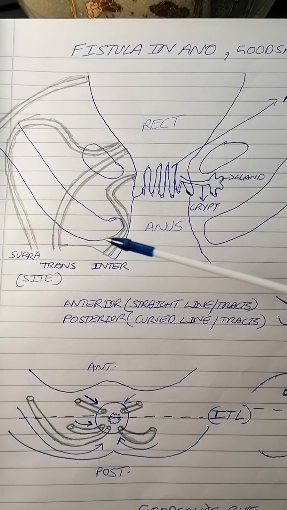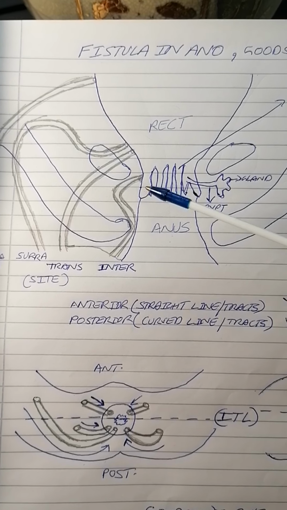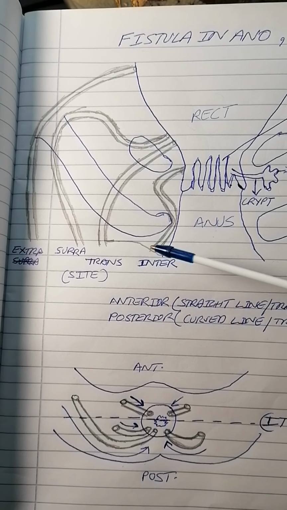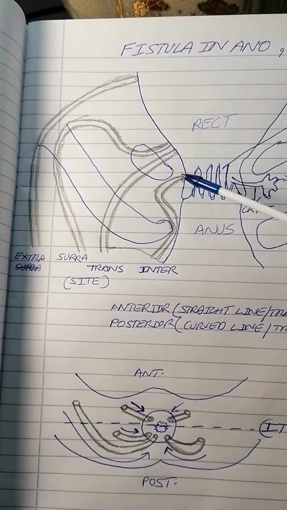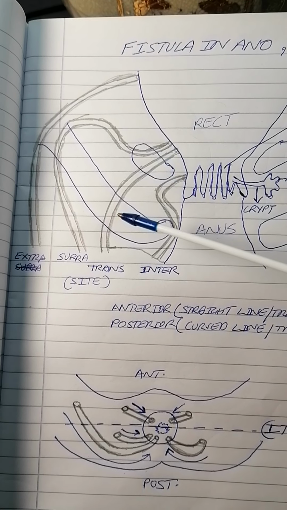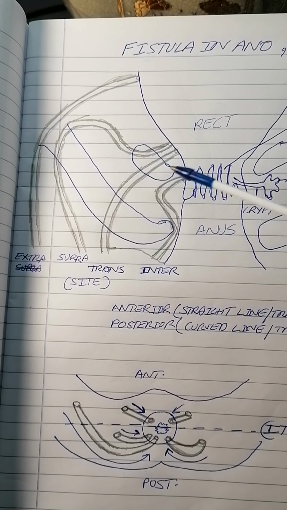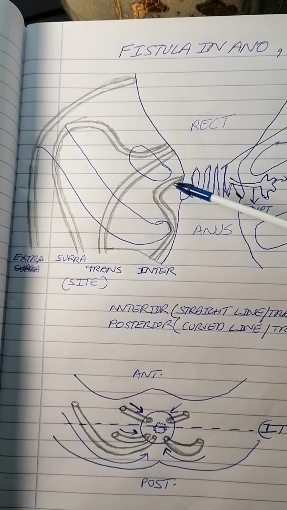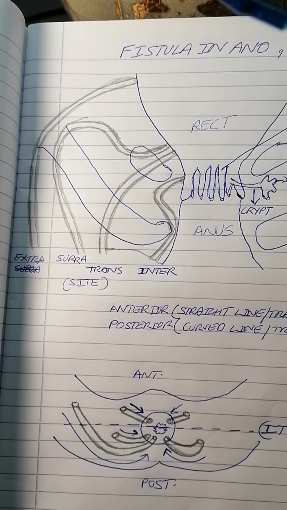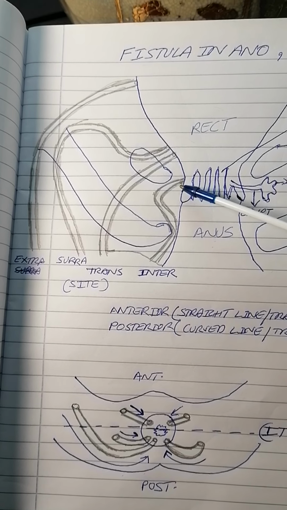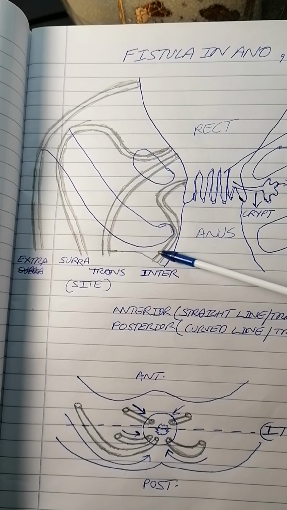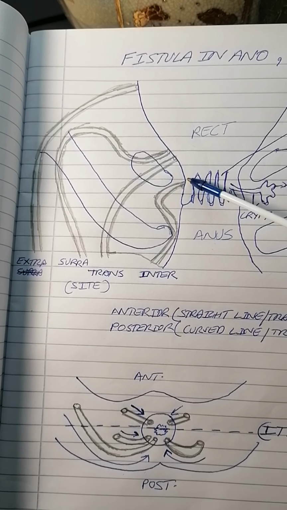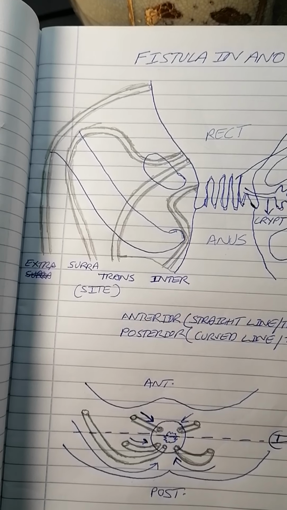Intersphincteric fistula, sorry, will pass through here. So here is your intersphincteric fistula. See, this one was your internal sphincter, this one was your external sphincter. This fistula, intersphincteric fistula, ISF, yeah, you can say ISF. So this one is passing through between both of these sphincters. Yeah, see, this one is passing through between these two sphincters.